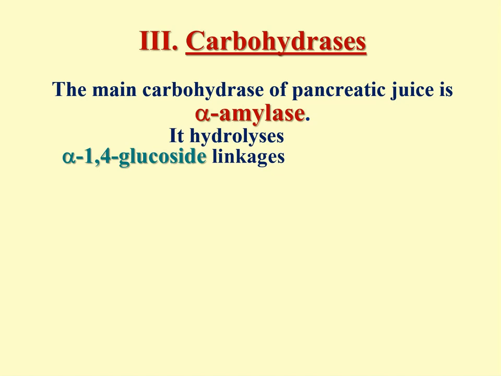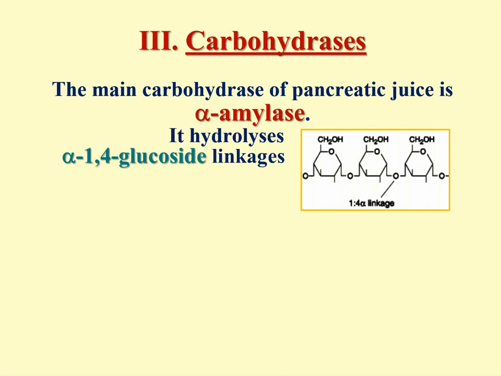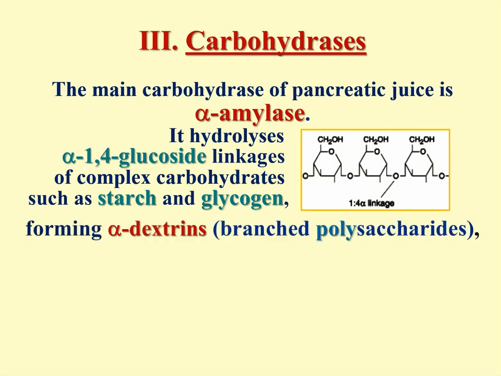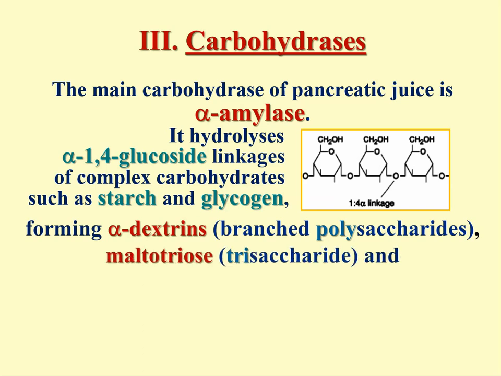But first, how alpha amylase operates. It hydrolyzes linkages that are known from biochemistry and bioorganic chemistry as alpha-1,4 glycosidic linkages. These linkages are shown here with an atom of oxygen in between. And these complex carbohydrates such as starch and glycogen are converted to larger branched polysaccharides such as alpha dextrins, then maltotriose, a trisaccharide, and maltose, a disaccharide.